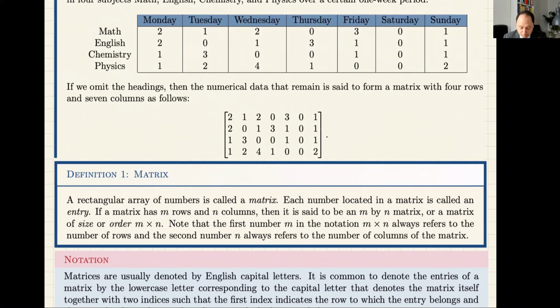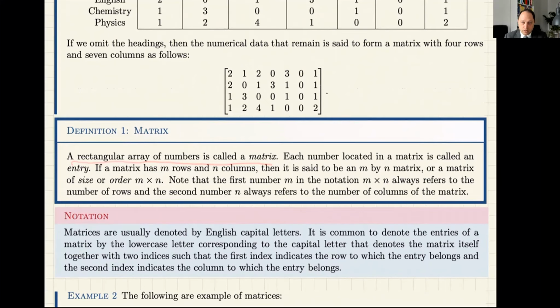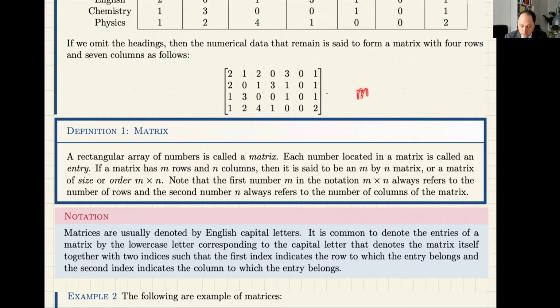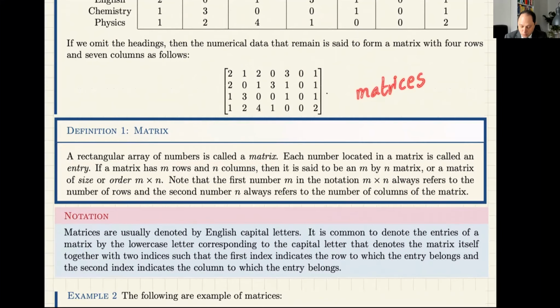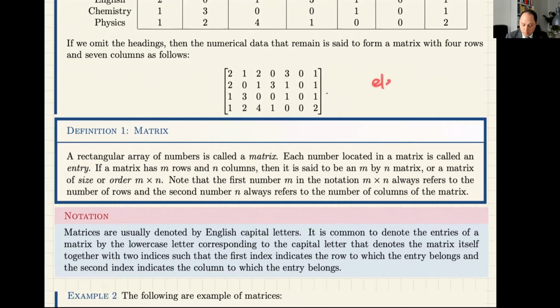Okay, so if I want to give a little bit more official definition of a matrix, we say that a rectangular array of numbers is called a matrix. Okay, and its plural is matrices. Yes, if you have more than one matrix, these are called matrices. Okay, so each number located in a matrix is called an entry. This is the more common word. Of course, you can also call it an element.